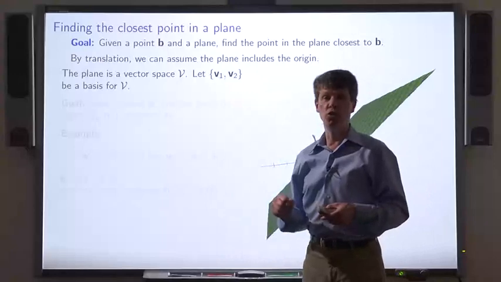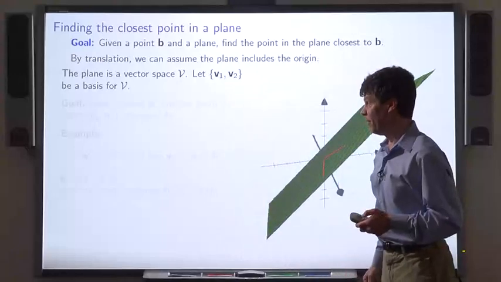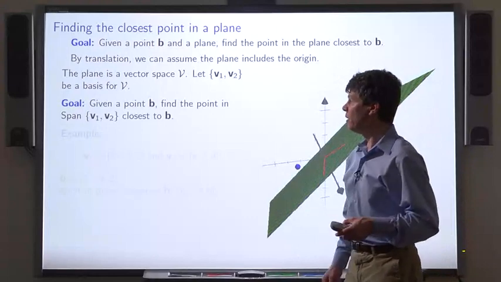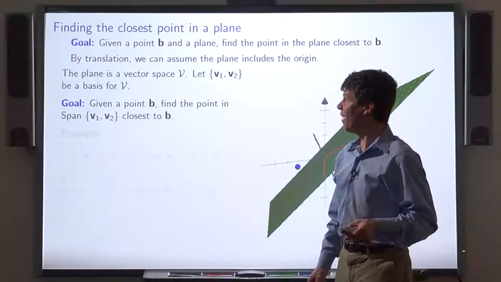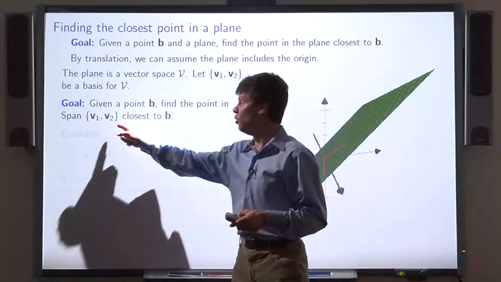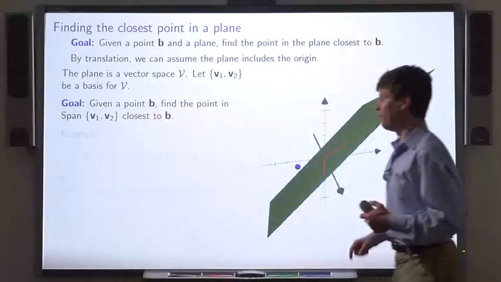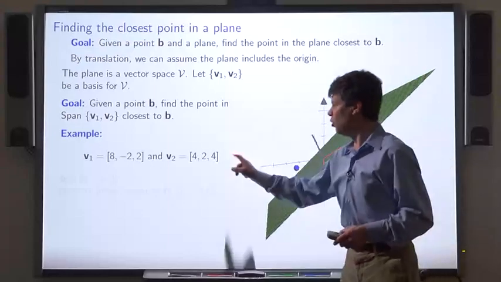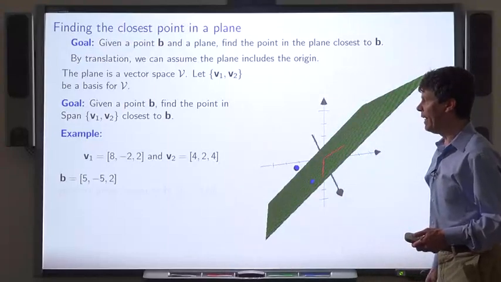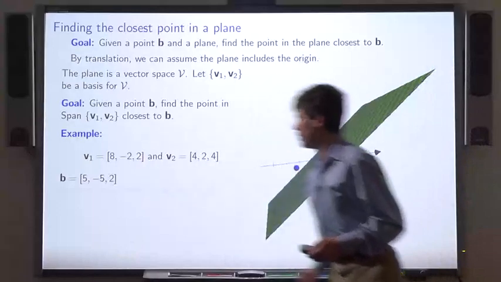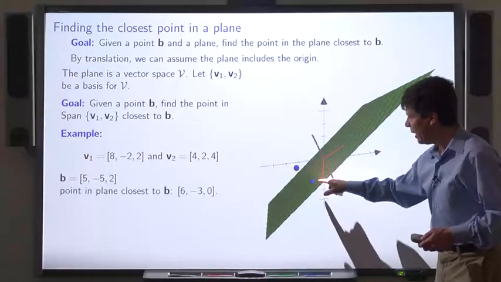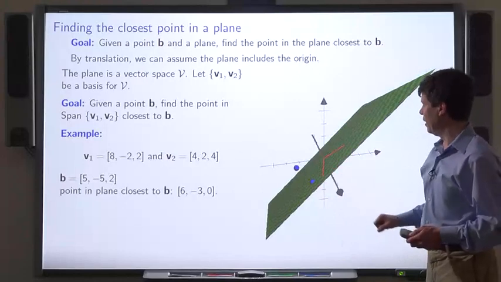Let v1, v2 be the basis for this vector space. Then our goal becomes, given a point B and vectors v1 and v2, find the point in the span of v1 and v2 that's closest to B. Here's an example. Suppose v1 and v2 are these two vectors, and our point B is this. Then the point in the plane closest to B is (6, -3, 0).